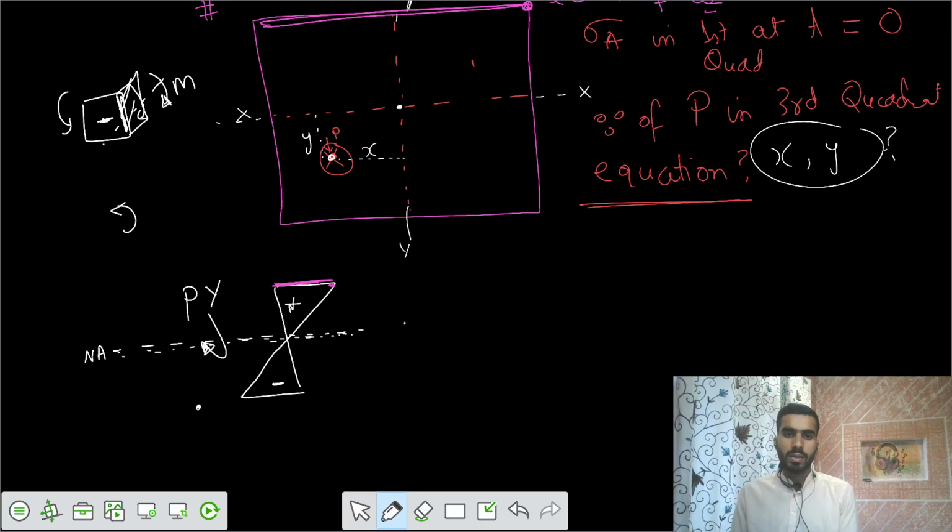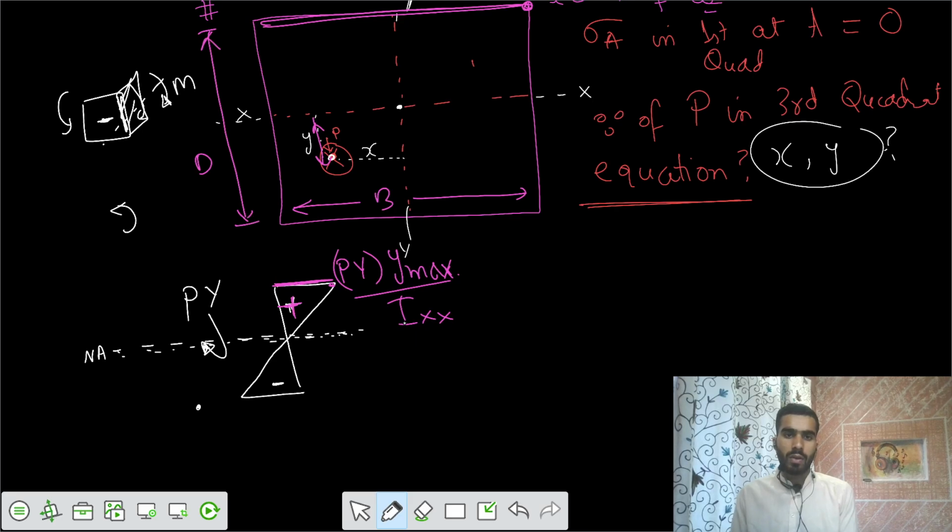So at point A, the stress is tensile, positive, and that value equals Py, which is M by Ixx into some value of y. What should be the value of y it can have? It can have y equals to y max. If I take the dimensions as b into d, where the width is b and the depth of the section is d, then y maximum would be equal to d by 2.